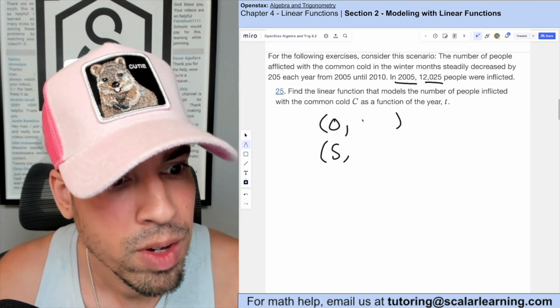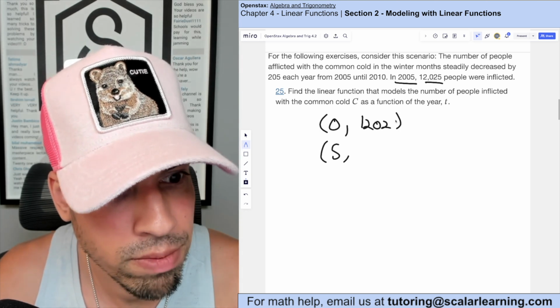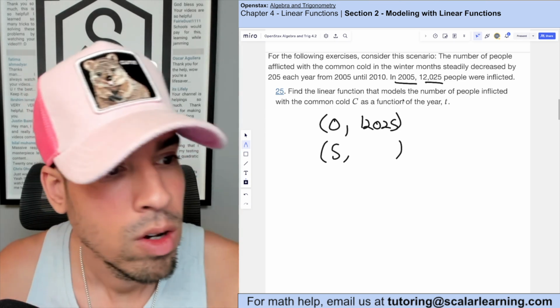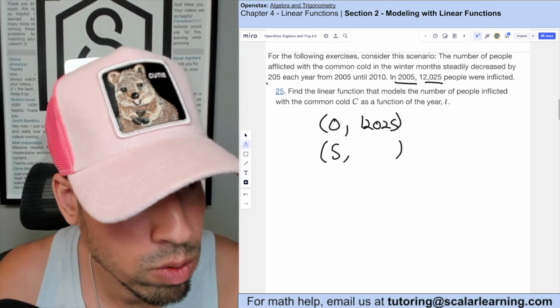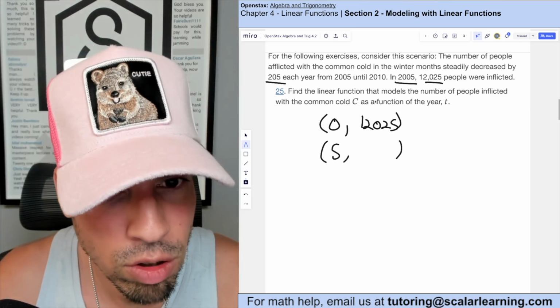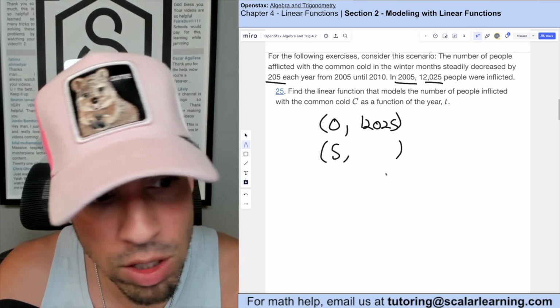So at time 0, it's 12,025. And then we don't know at time 5, or in 2010, what that value is, but we do know that the rate of change is right there. It's given to us, so we don't actually need to calculate slope. It's negative 205. So now we can create our function.